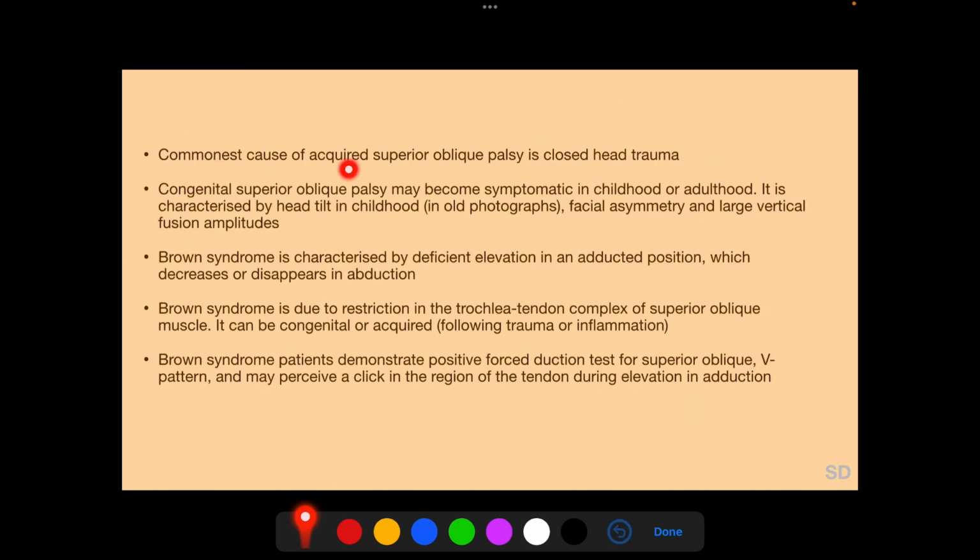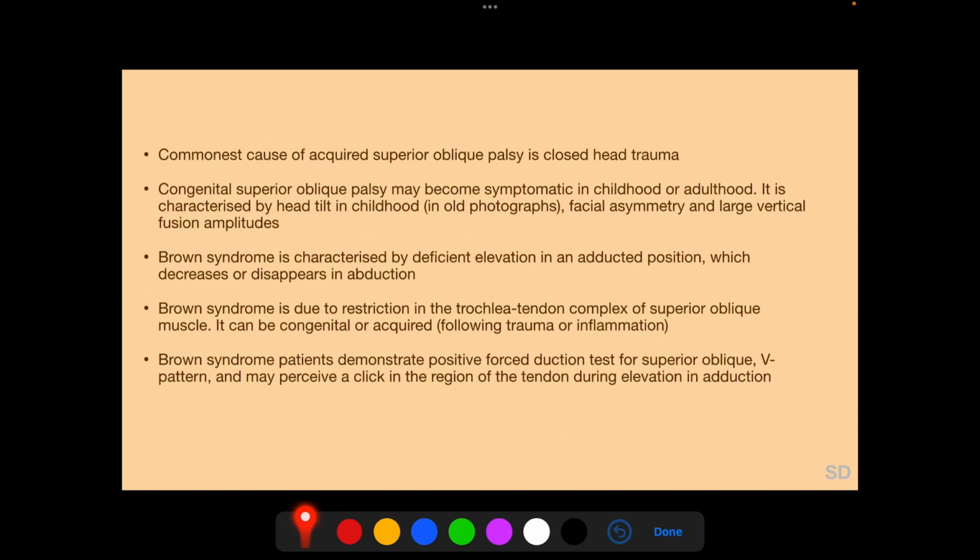The commonest cause of acquired superior oblique palsy is closed head trauma. Congenital superior oblique palsy may become symptomatic in childhood or later in adulthood. It is characterized by a head tilt in childhood, which may be found in old photographs of an adult patient, facial asymmetry, and large vertical fusion amplitudes.